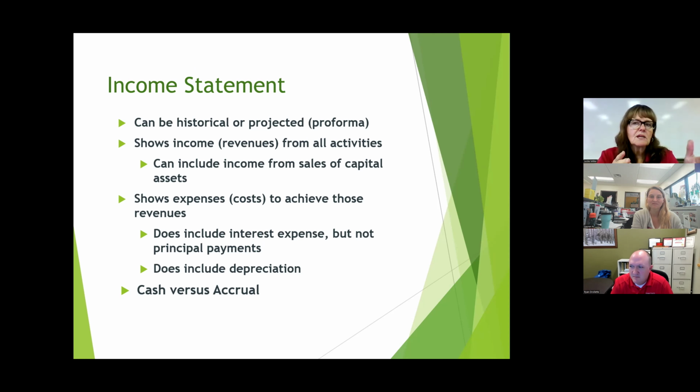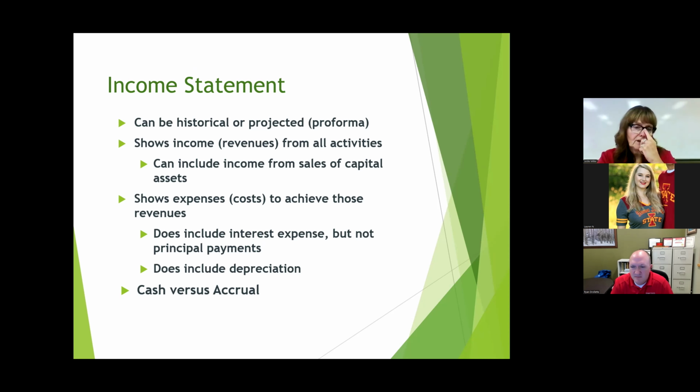But that income statement is going to show all your revenues. It's going to show all your expenses, except for your principal payments. It also will not show your family living expenses, just like the income side will not show your off-farm income. The one thing it does do is include a charge or cost for depreciation, which gives you an idea that the machinery wears out a little bit every year, and eventually you have to replace it.